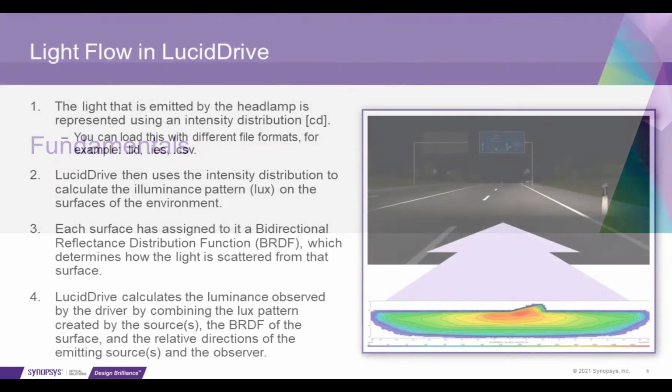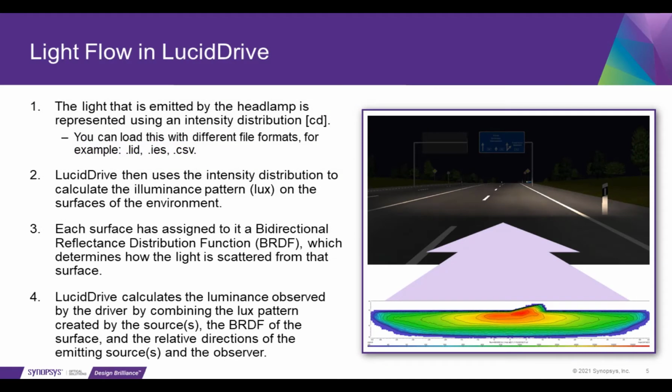Let us start with the fundamentals of LucidDrive. In order to get a basic understanding of LucidDrive, it is important to know the flow of light from the source to the observer. The process can be described as follows. The light that is emitted by the headlamp is represented using an intensity distribution. The intensity distribution file contains information about the luminous flux in a certain angle. You can use different file formats for the intensity distribution, such as the native Lucid shape format LID, or other formats like IES or CSV.